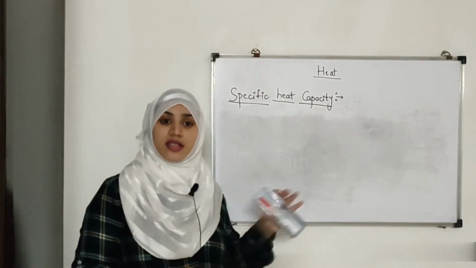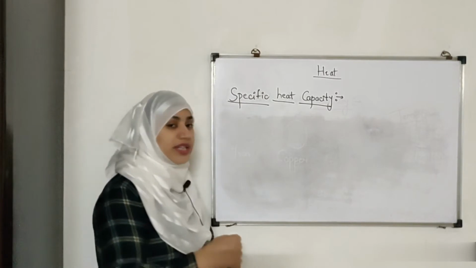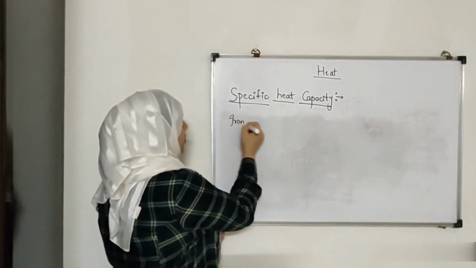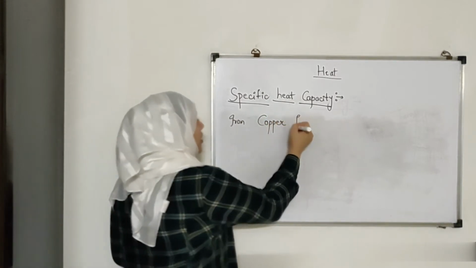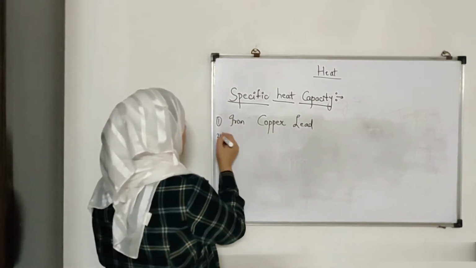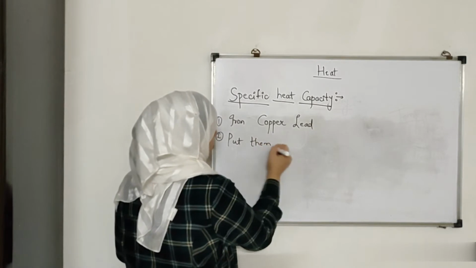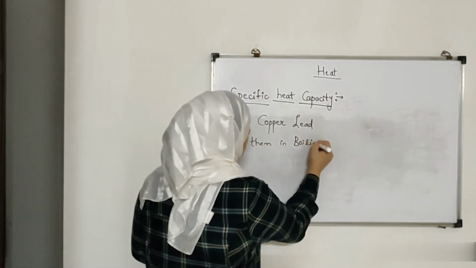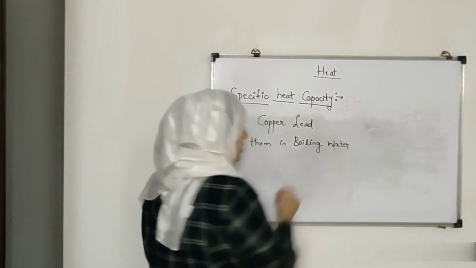Today we are going to study specific heat capacity. To understand this concept we are going to perform an experiment. Let me take three spheres, one of iron, one of copper and one of lead. I am going to put these three spheres in boiling water. When I put them in boiling water, all three spheres would become of the temperature 100 degrees Celsius.